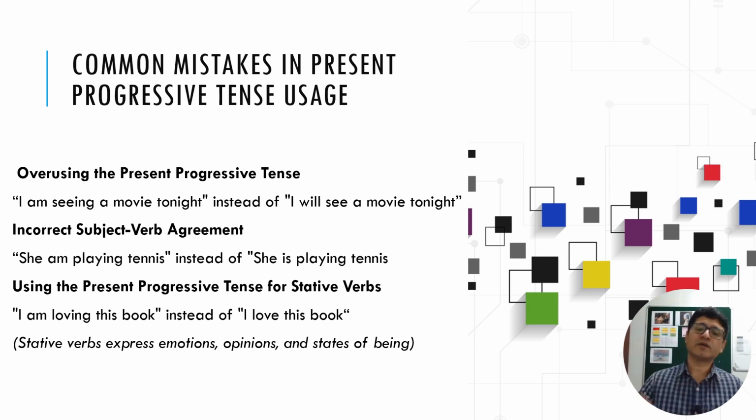Now, using incorrect subject-verb agreement. She am playing tennis. With she, we do not use am, we use is. So the sentence will be she is playing tennis.